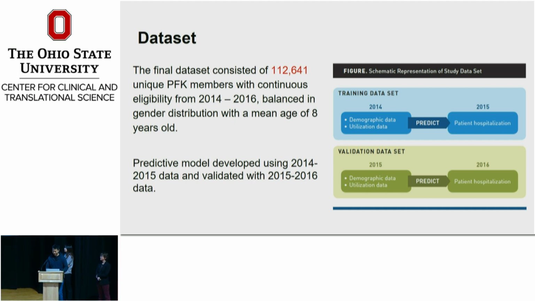After pre-processing, we have about 120,000 kids, and the predictive model we use takes 2014, 2015 as the training data sets, and 2015, 2016 as the testing data sets.